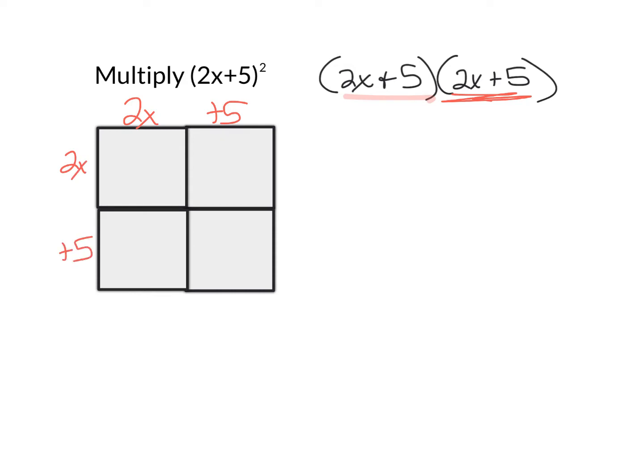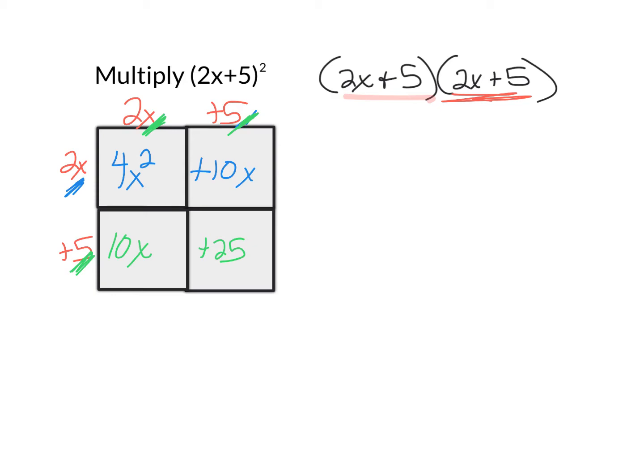Alright, so we have our grid set up. Let's multiply. 2x times 2x is 4x squared. 2x times 5 is going to be 10x. Our next set: 2x times 5, which is 10x, and then 5 times 5, which is plus 25.